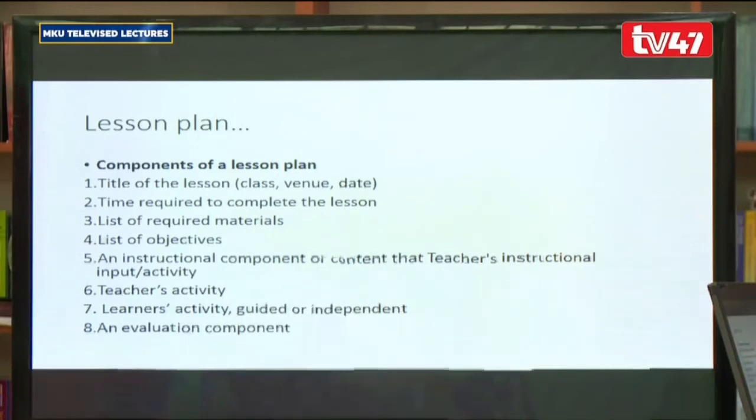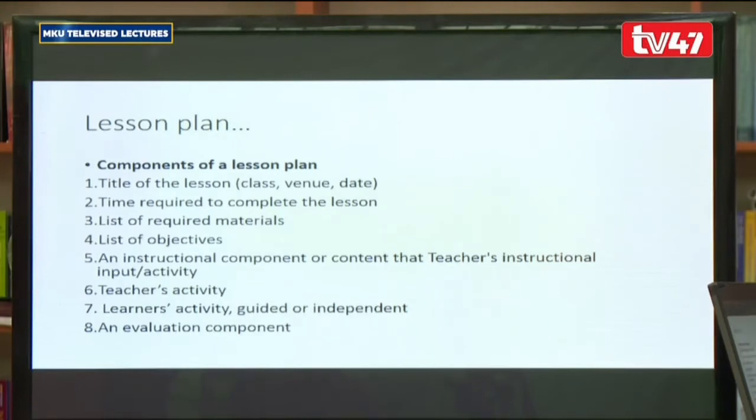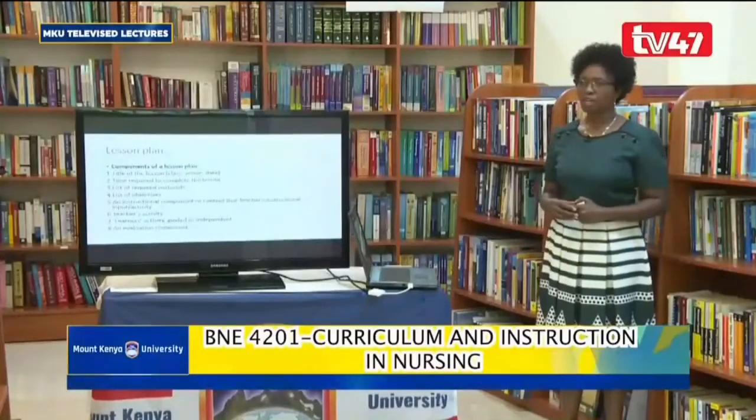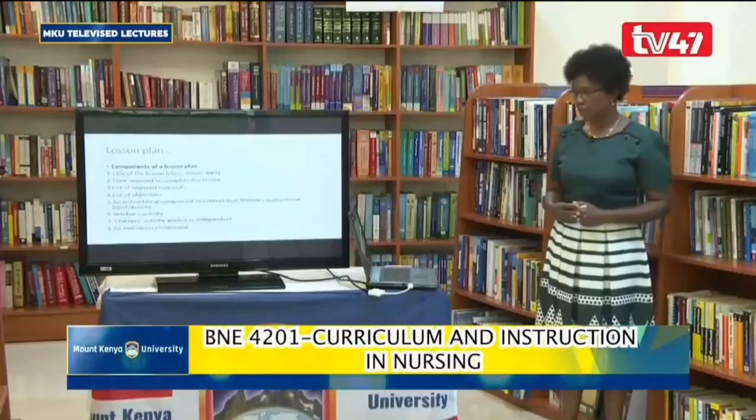And then number 3 is the list of required materials. The required materials could include: are you using digital? Are you using projection? Do you want to use the whiteboard? And maybe teaching aids. What will you use to accomplish your lesson? The list of objectives is very important. Learners should know what the lesson is about and what they are required to cover.